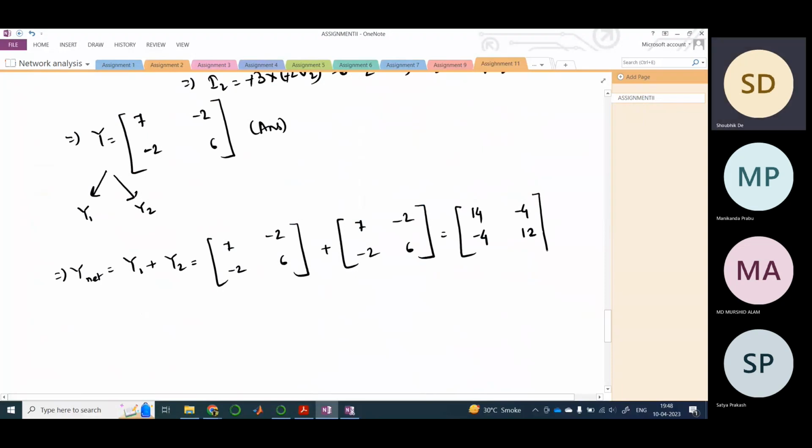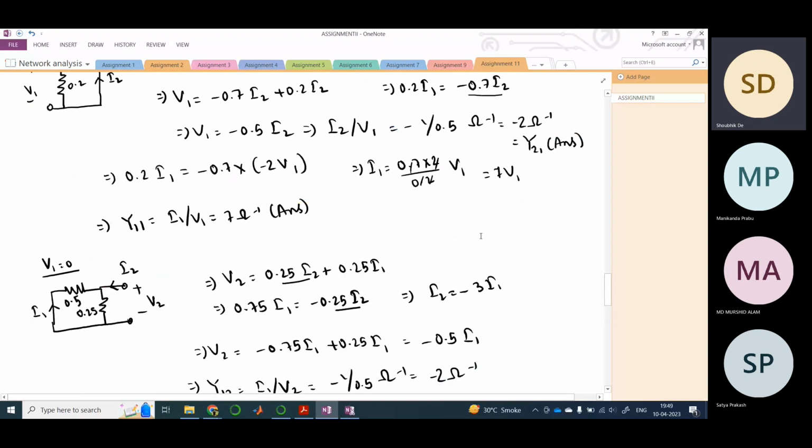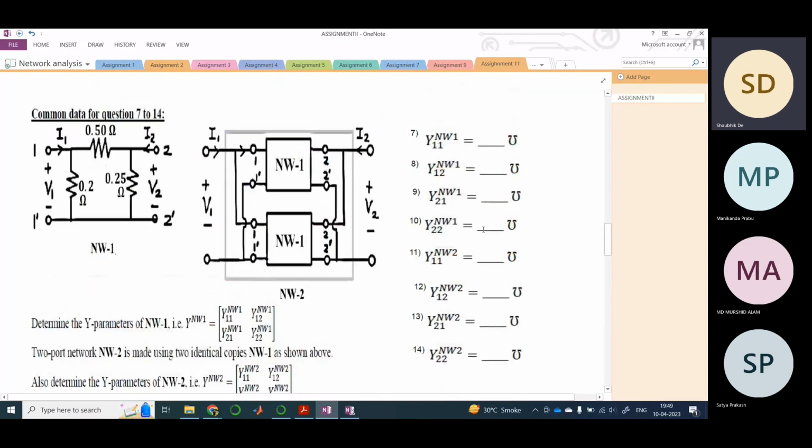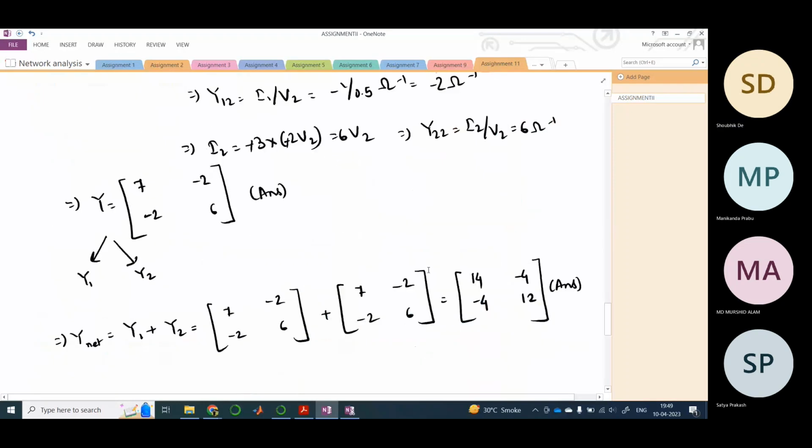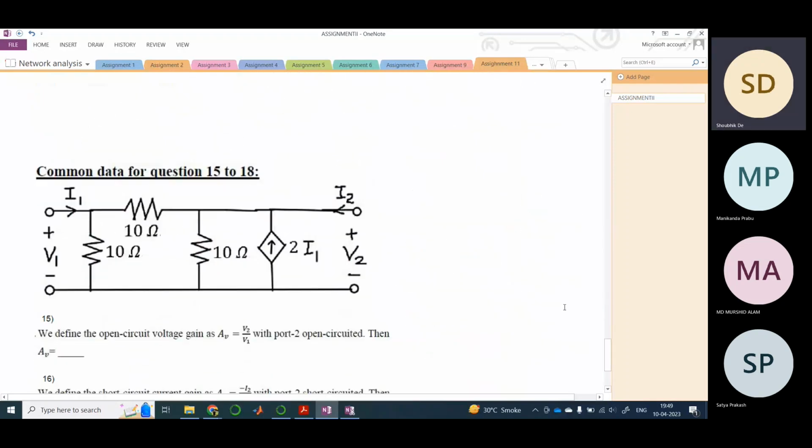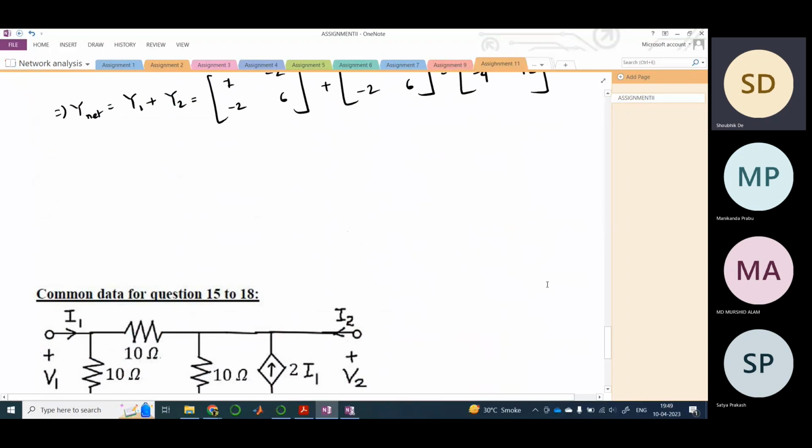You were told to find this out. Okay, so this is how you solve this problem. This was for the initial circuit, network 1, and this is for network 2. So these are the answers, guys. I hope this is clear.